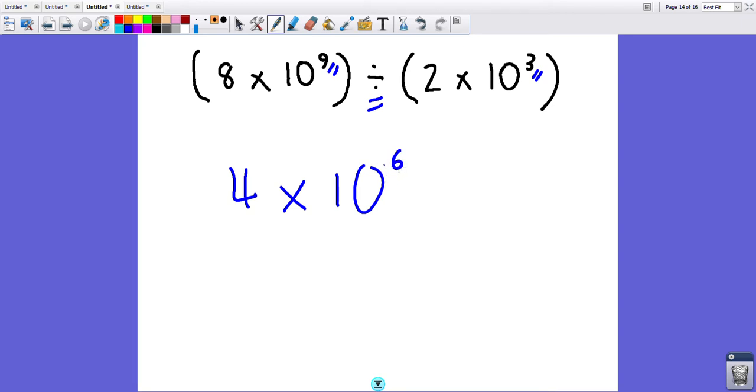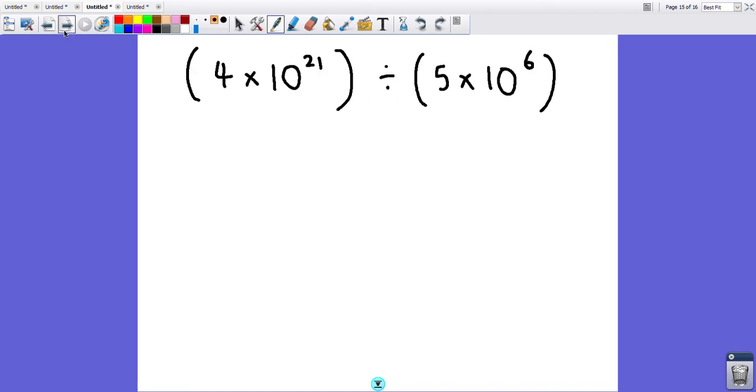So I won't spend too long on this. It's the same thing really, which is dividing instead of multiplying, which means we do 8 divided by 2, and that we do 9 minus 3 to get 6 rather than 9 plus 3. And this, again, is in standard form because this number here is between 1 and 10. Next example, nothing too different here.